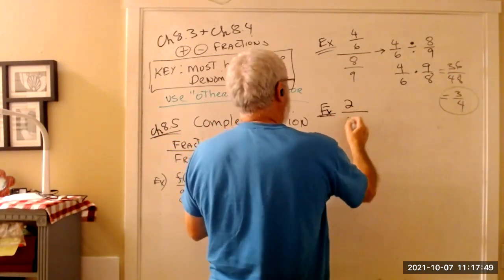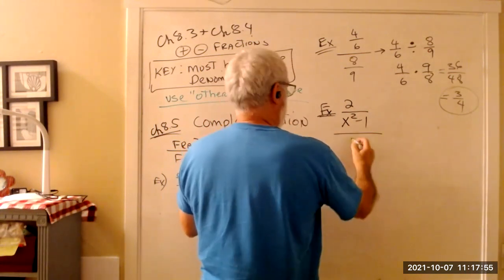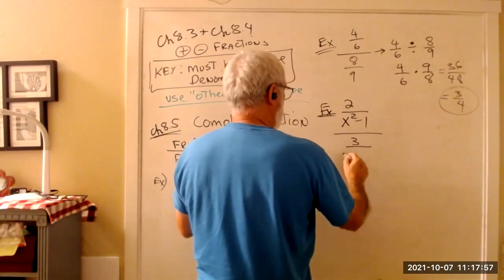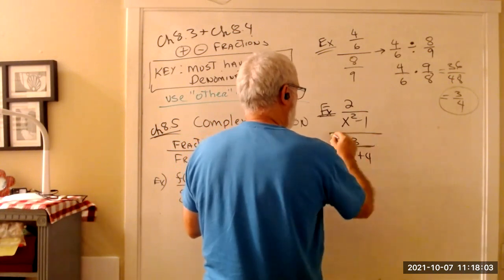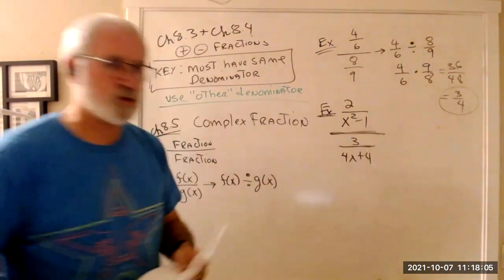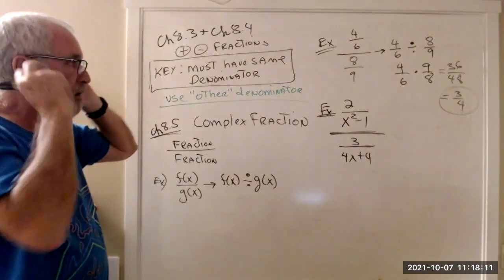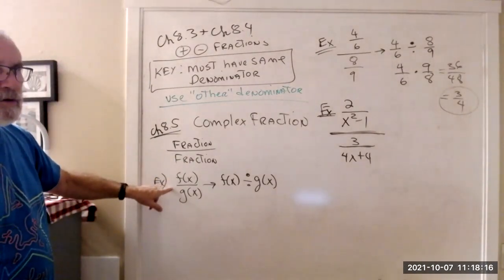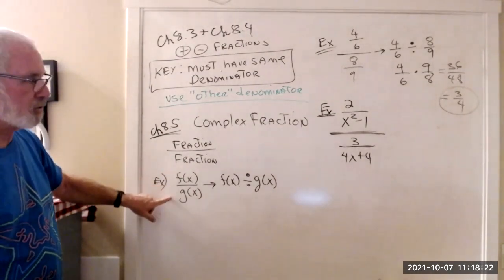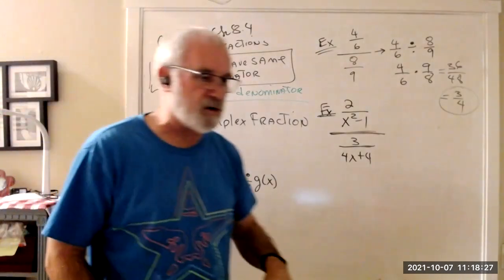2 over x squared minus 1 over 3 over 4x plus 4. What if it's something that looks like that? Well, what did we learn over here when we did that problem at the very start of class? We didn't panic, even though it looks really scary. We took it apart and wrote it as a division. So I'm going to pause it while you work on that.